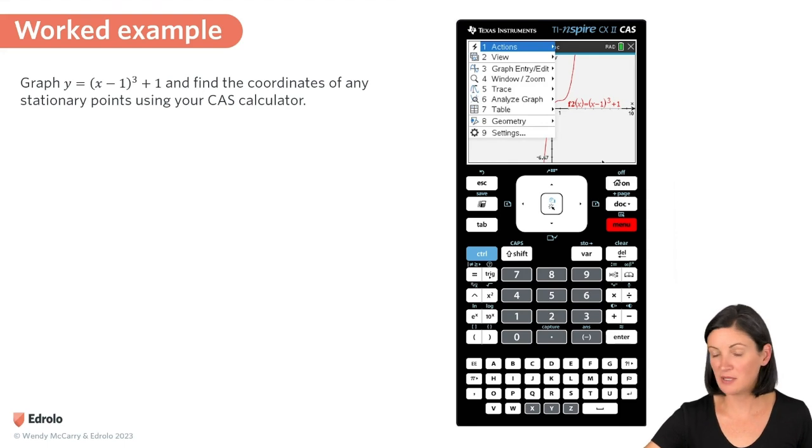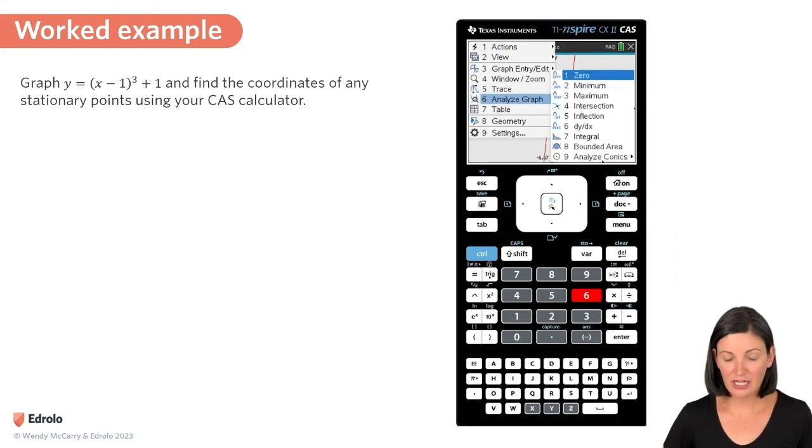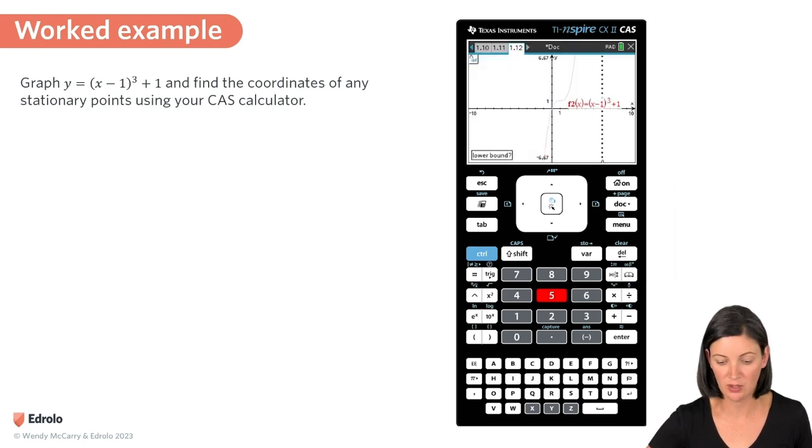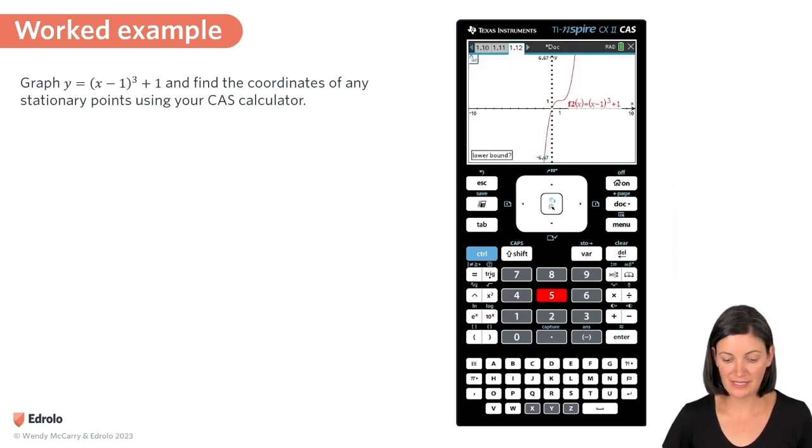So Menu and then number 6, Analyze Graph. And then you can see option 5 says Inflection. So that's the one we're going to try and find. We'll just set our lower and upper bound around that point, and you can see that we have a point of inflection at (1, 1).